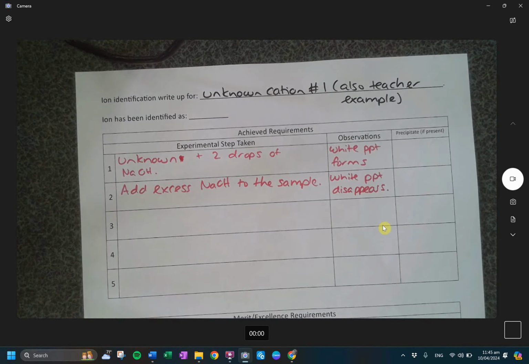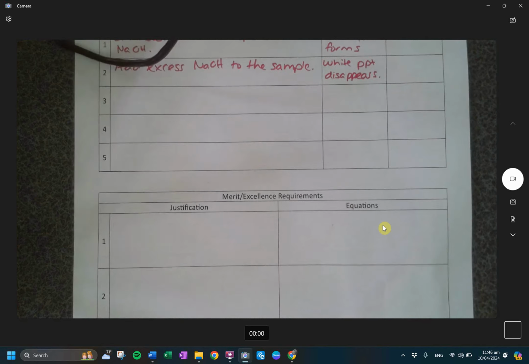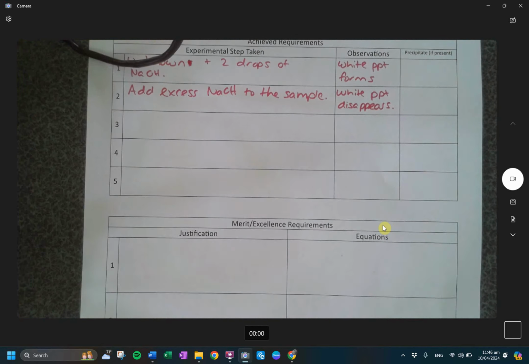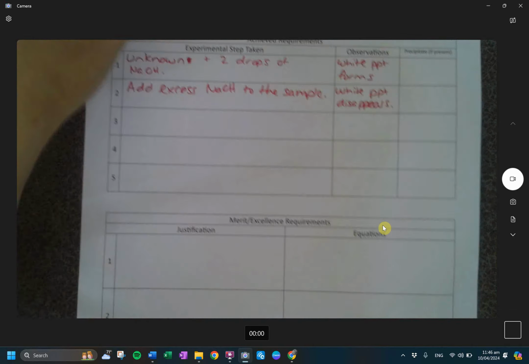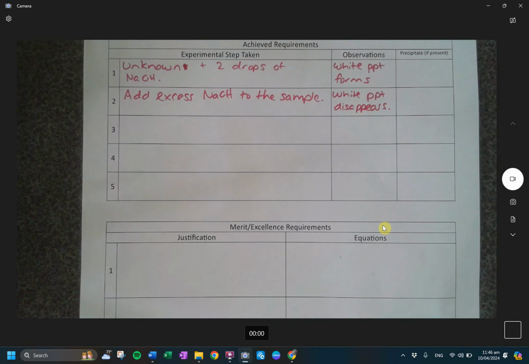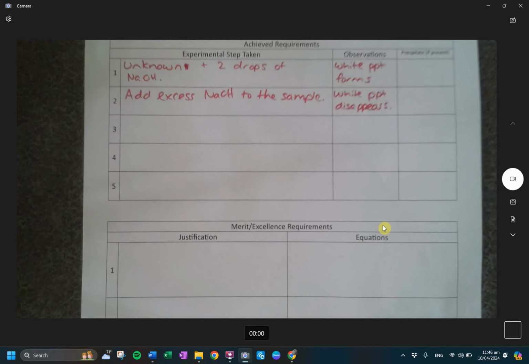Now I'm actually waiting to write my justifications and my equations because I personally like to wait to know what I have so that way I can then integrate in the solubility rules as I need. You don't have to do it in that order. You can write your justifications as you go.